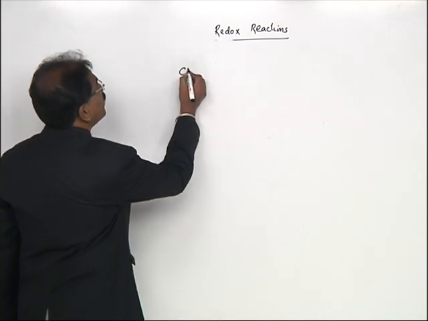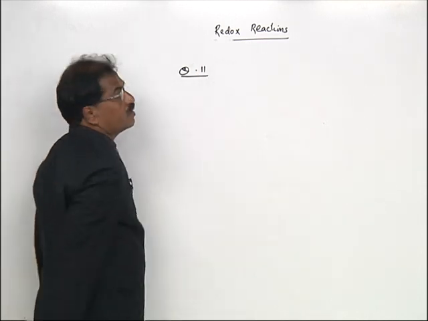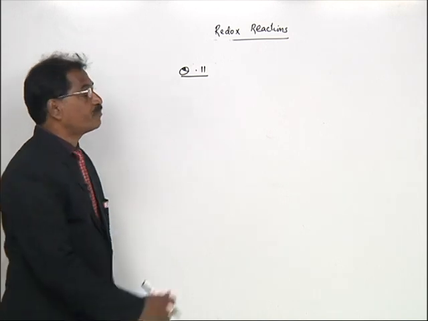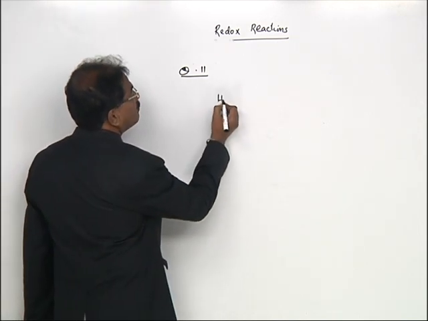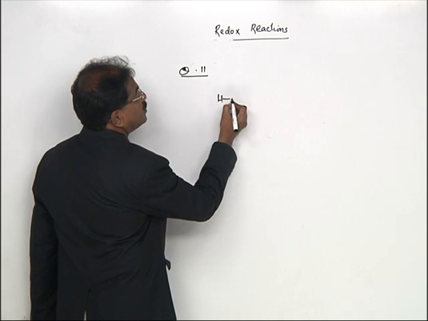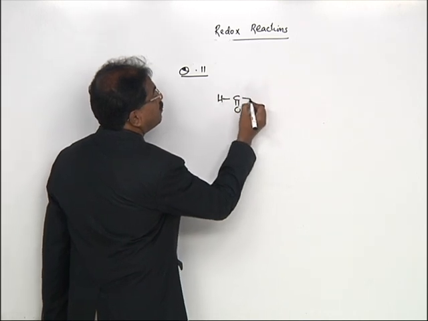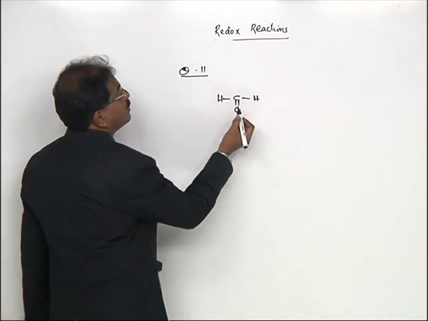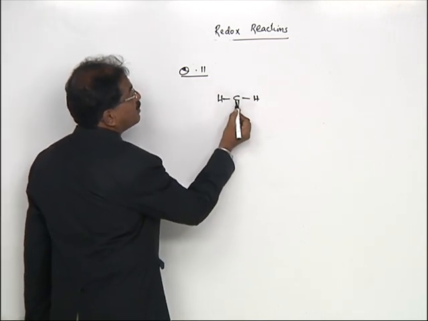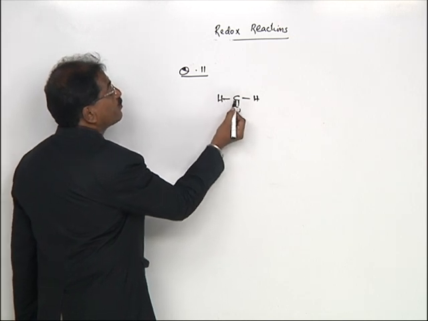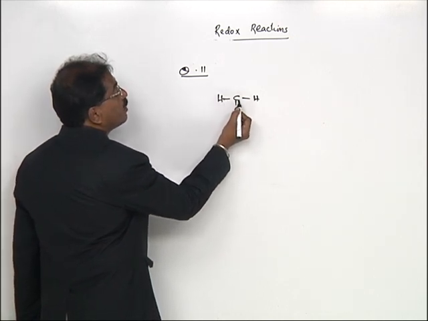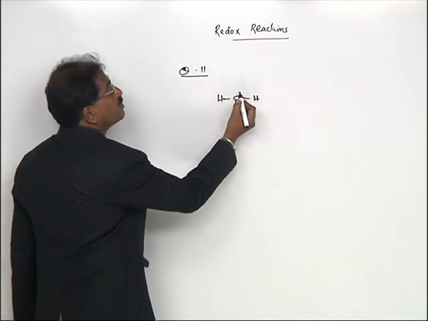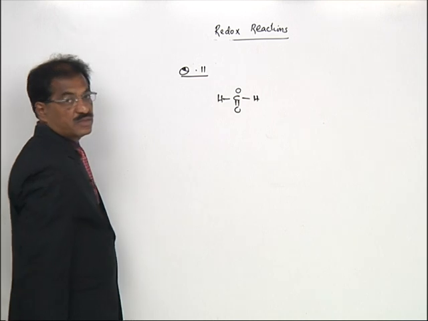Next, question number 11. In which of the following compounds the oxidation state of the carbon is maximum? In the first option, they have given HCHO. Here HCHO is actually formaldehyde. In this compound, the oxidation state of the carbon will become 0. Because due to this double bond, carbon loses 2 electrons. Due to these 2 hydrogens, it will gain 2 electrons. Therefore, the net change in the oxidation state of the carbon is 0.